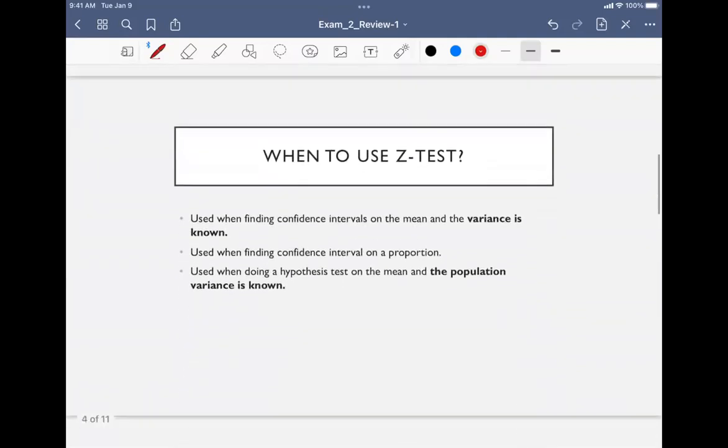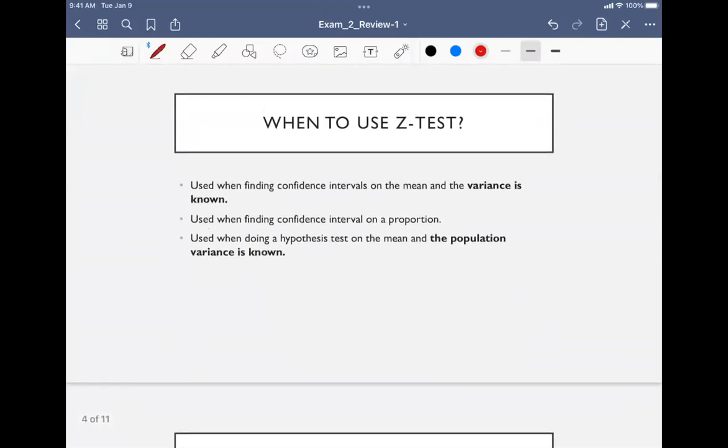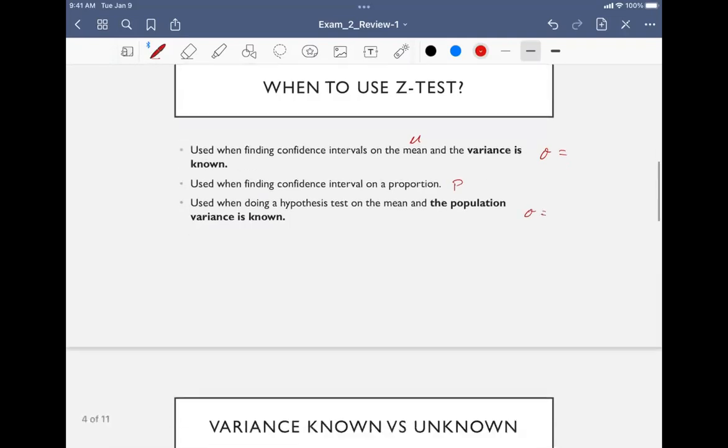And then going into the z-test, we want to use the z-test when we're finding confidence intervals on the mean. This can be two-sided or one-sided along with the t-test. And just a quick reminder again, this is mu and the variance is known. So sigma will equal some number. We also want to use this when finding confidence intervals on a proportion. So remember that's signified by p. And then we want to also use the z-test when we're doing a hypothesis test on the mean and the population variance is known. And then that's going to equal some value.